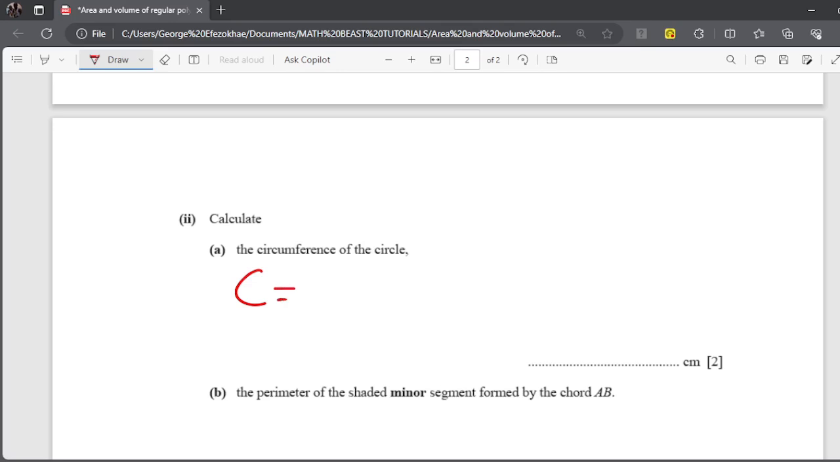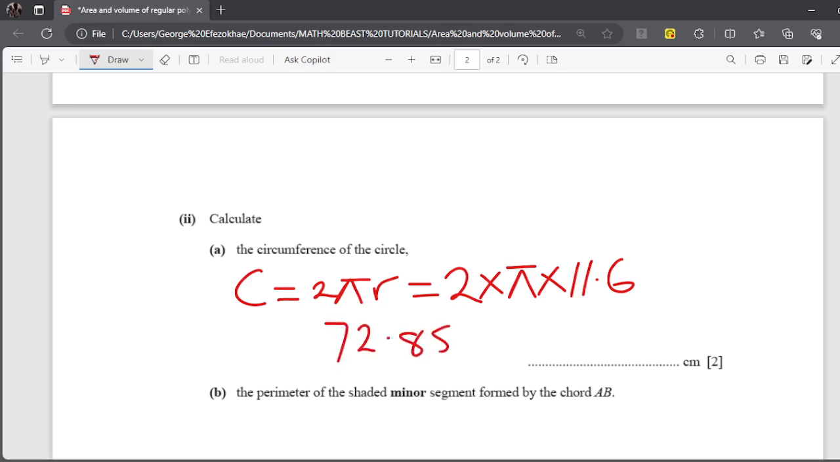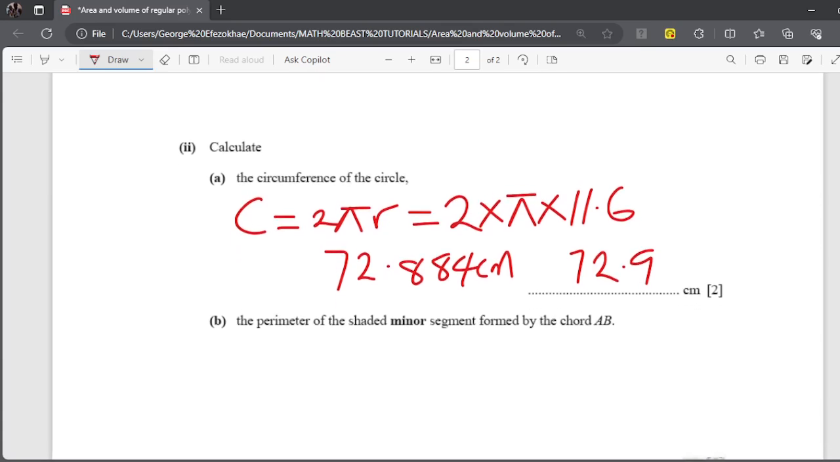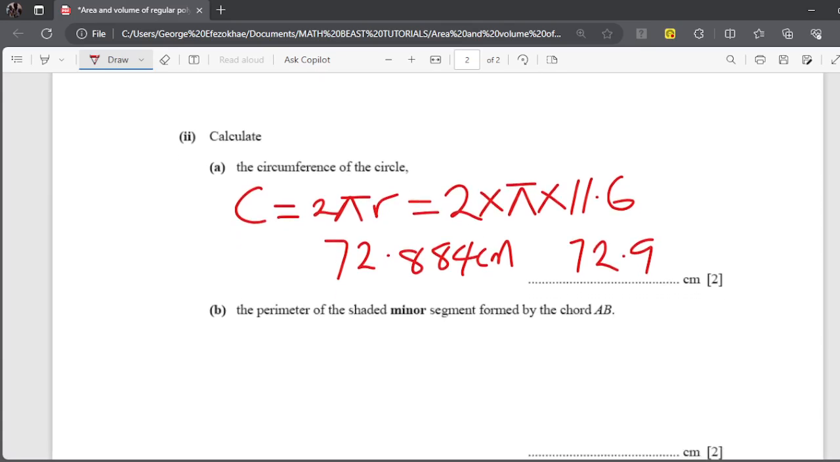Circumference of the circle C is equal to 2 pi r by definition. We already know the radius, so this is going to be 2 times pi times 11.6. If we key that into our calculator, 2 times pi times 11.6, that will give us 72.884 cm, which we can approximate to be 72.9 centimeters as the circumference of that circle. So that was just basically using the formula.